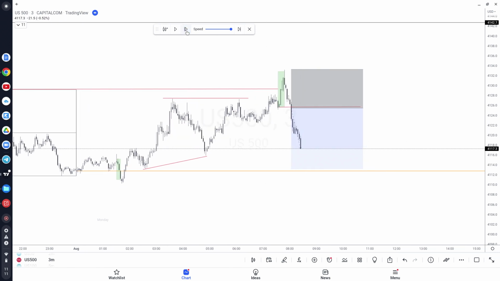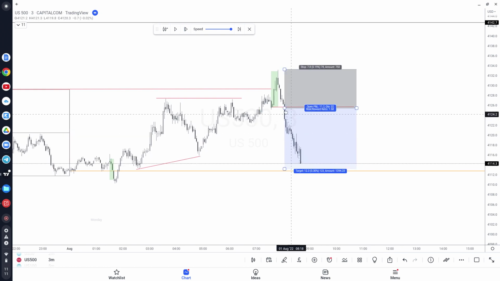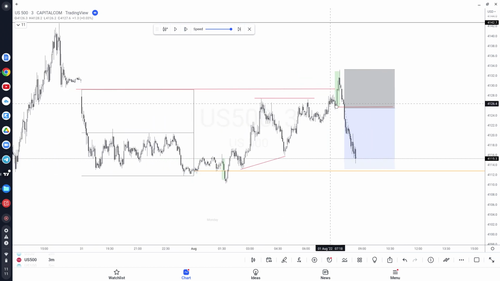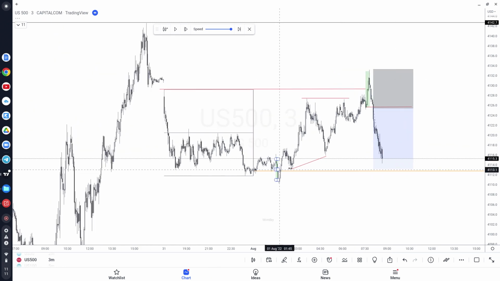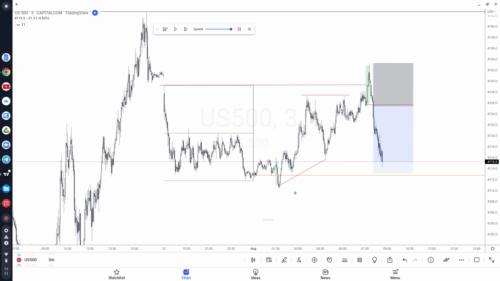Now, I didn't participate in these shorts because I was not up and ready to take this trade, but if we look at the timing, this move starts at 7:30. The highs are taken right around 7:45, and then we see price expand down around 8 a.m. Here is your low resistance liquidity run.